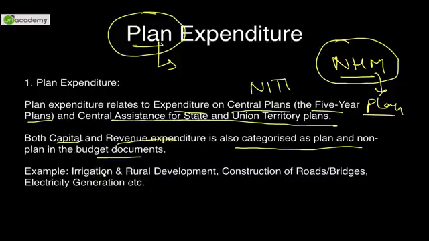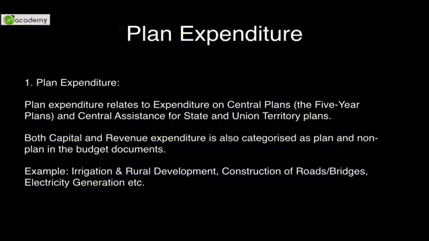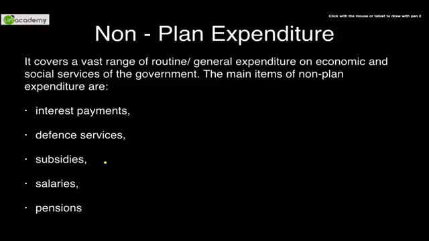For example, irrigation and rural development, construction of roads and bridges, national highways, etc., electricity generation, building of dams, all these are planned expenditures. Just the opposite are the non-plan expenditures, something that you do not plan about. You cannot plan these expenditures because these expenditures are charged. Salaries of Supreme Court judges, salaries of High Court judges, pension of Supreme and High Court judges.